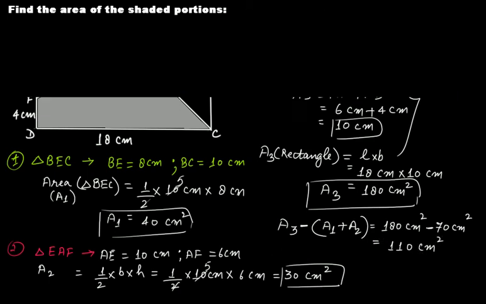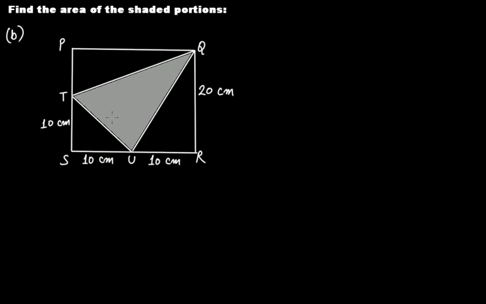Okay. For this one, in this figure, QR is 20. And if you look at this one, this is actually RU plus US. RU plus US is RS. So RS is equal to RU plus US, and this is 10 centimeter plus 10 centimeter, which is equal to 20 centimeter.